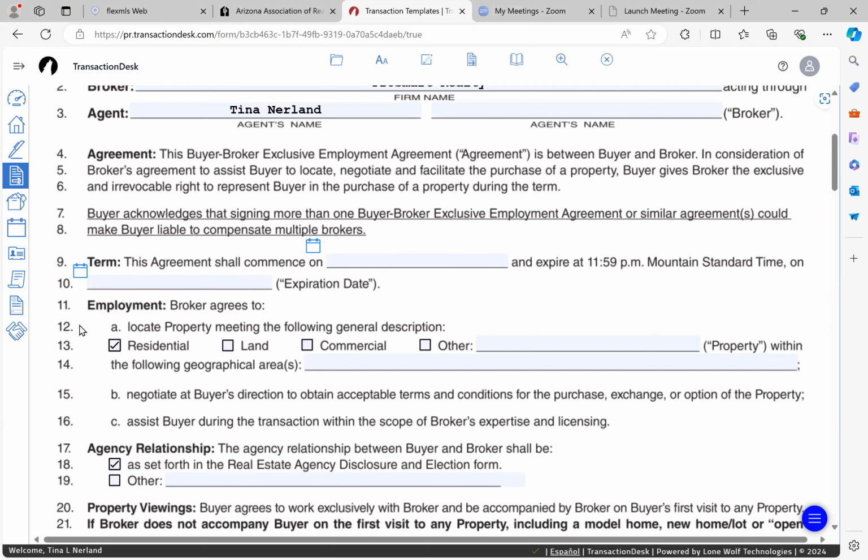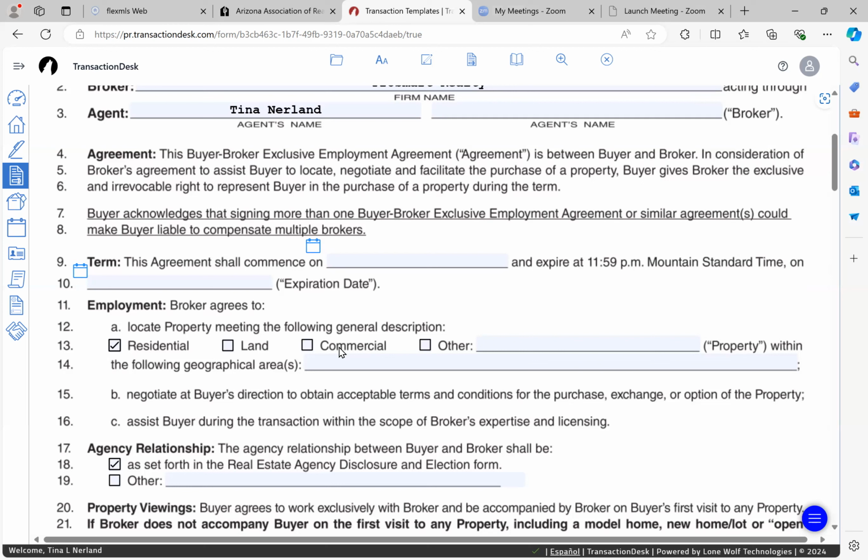Employment, broker agrees to A, locate property meeting the following general descriptions. Check all that apply. Unless you are versed well in commercial, I don't recommend dipping your toes in it. We've got Phyllis here at ProSmart. She's amazing at commercial and she does pay a referral fee. Do your client justice and refer instead of trying to tackle it. I've tried. It is a beast, not fun.